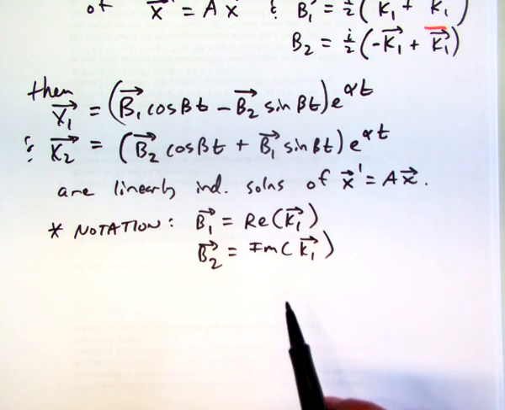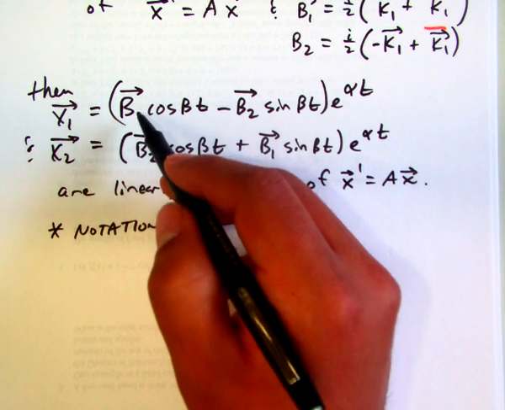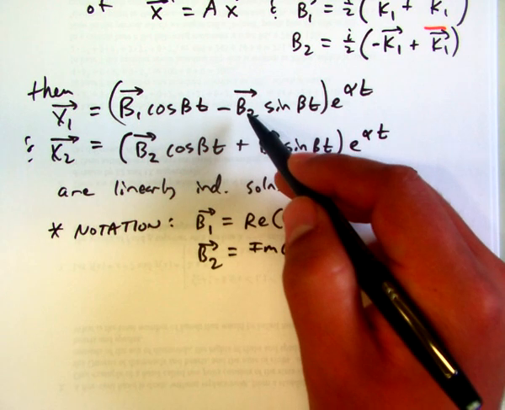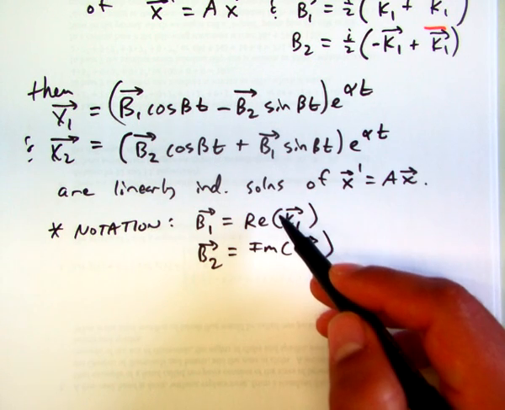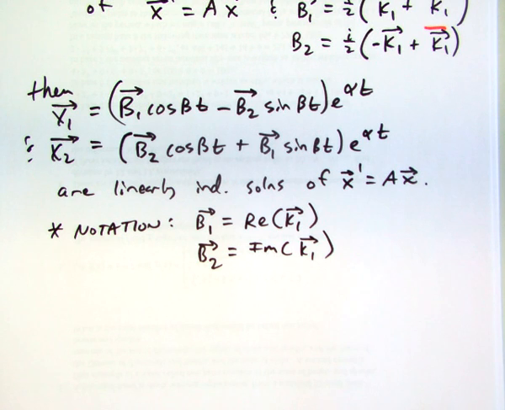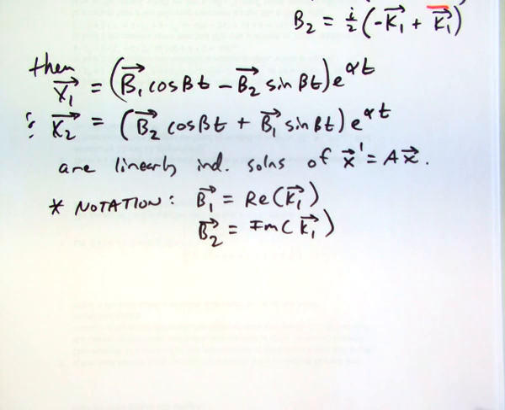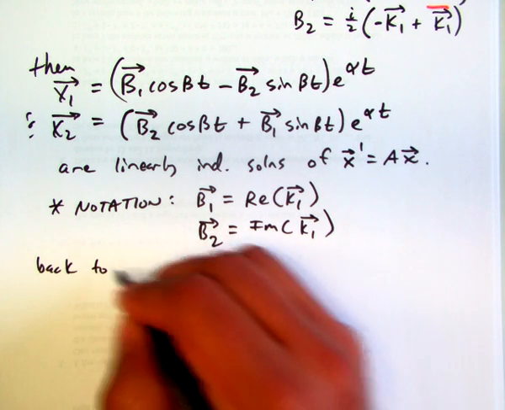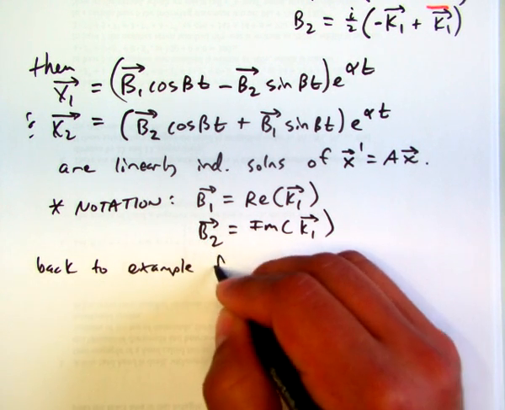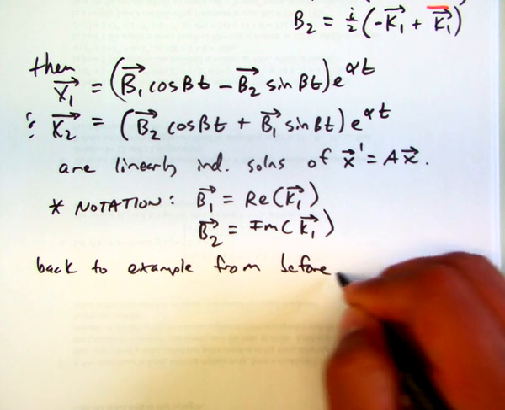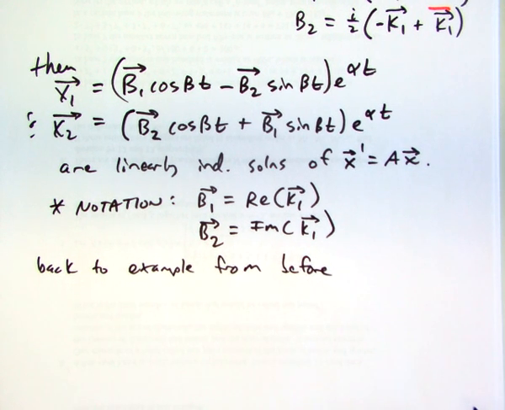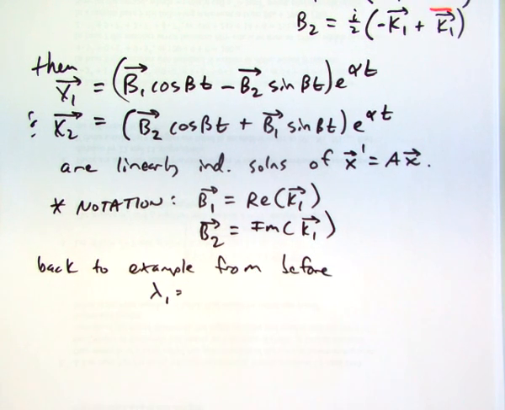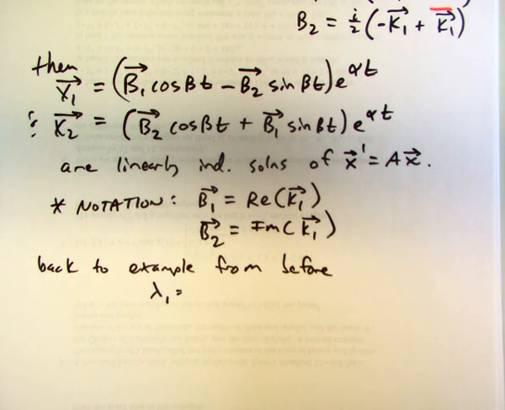Okay? So when you're writing out the solution, this simply means look at the real part of the eigenvector, that's the coefficient here. Look at the imaginary part of the eigenvector, and so on and so forth. Okay, so as weird as this looks, writing the solution is actually not very painful at all. So going back to the example from before, we had lambda, which was equal to 5 plus or minus 2i, right?